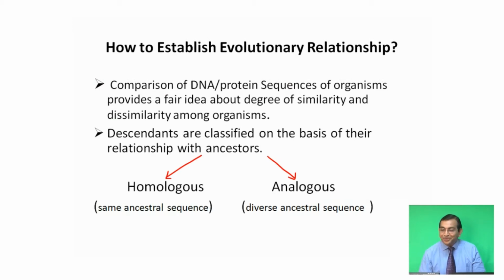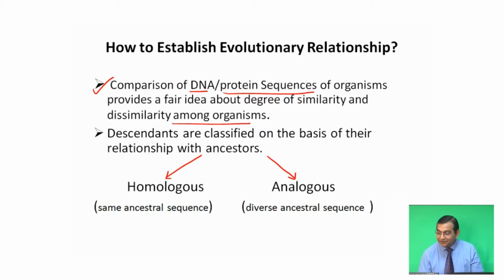Now, how do we establish evolutionary relationships? There are several ways by which we can establish evolutionary relationships between different organisms. One of the important methods is the comparison of DNA or protein sequences of organisms, which provides a fair idea about the degree of similarity and dissimilarity among organisms.